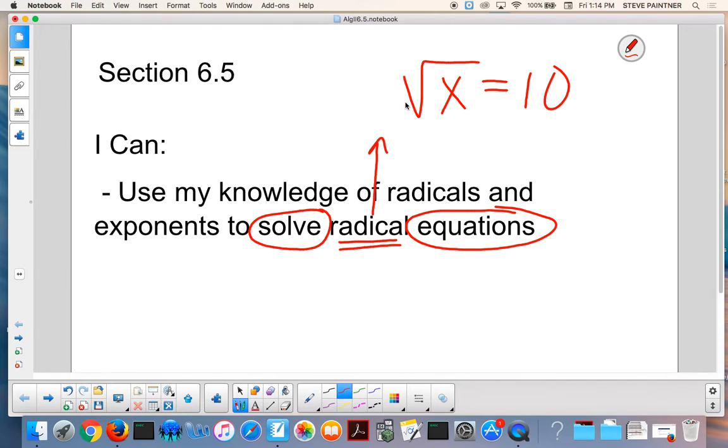your job. Your job is simple today. It's just the same thing over and over. It's going to be solve radical equations. Radicals, look up, that's it. Square root of x equals 10.